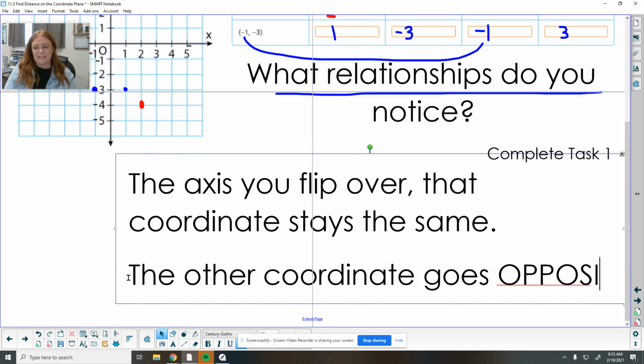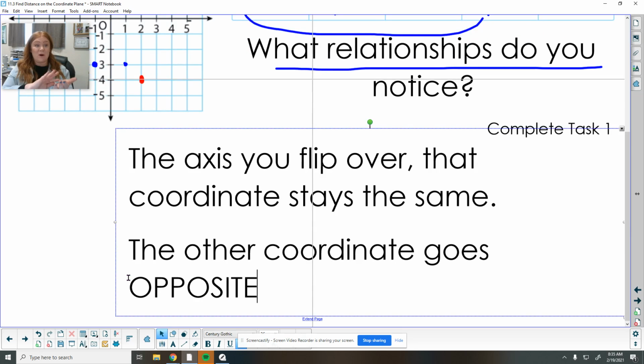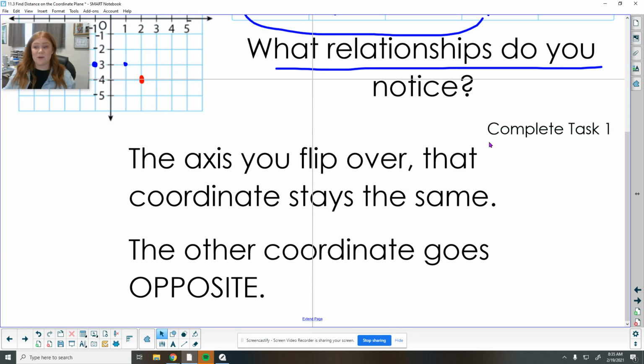goes opposite. So opposite means from positive to negative. So if it was positive, you turn it to negative. If it was negative, you turn it positive, and that will tell you that reflection line. So go ahead and complete task 1 and try those out.